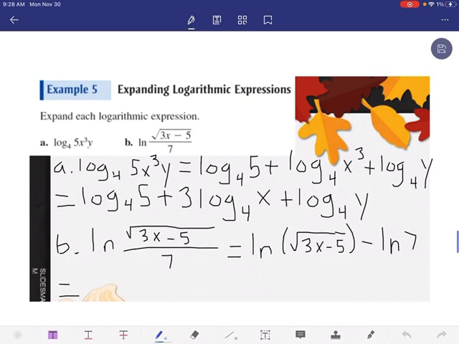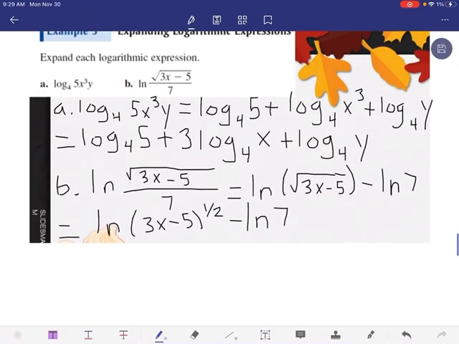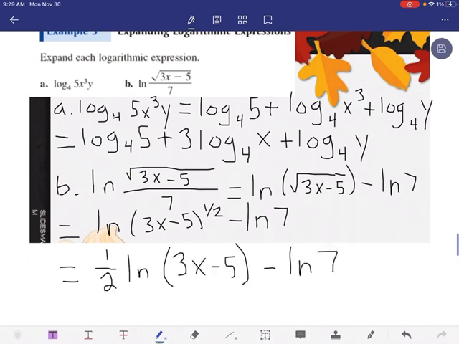Then hopefully we also recall that we can rewrite a square root as a 1/2 power. And then we can bring that 1/2 to the front. And so we would have 1/2 natural log of 3x minus 5 minus the natural log of 7.